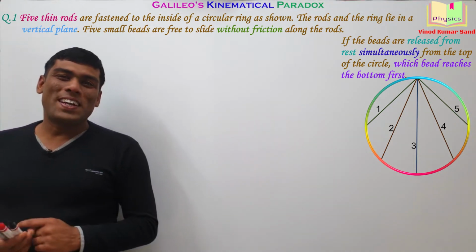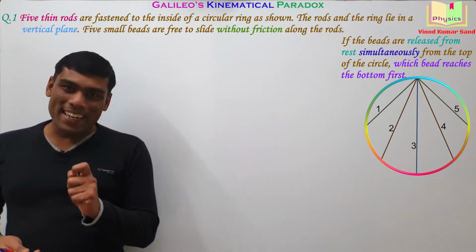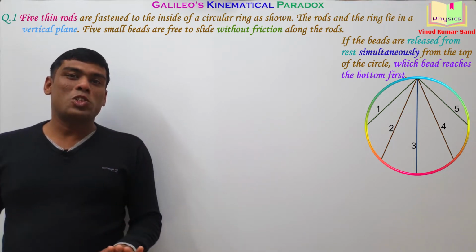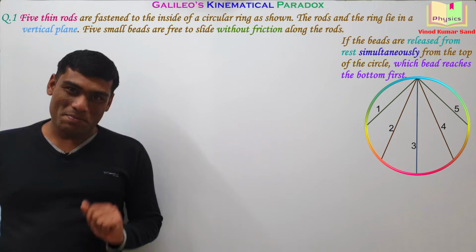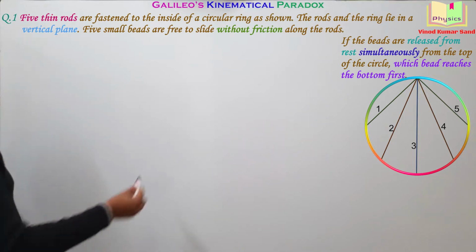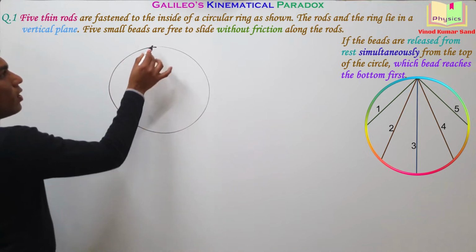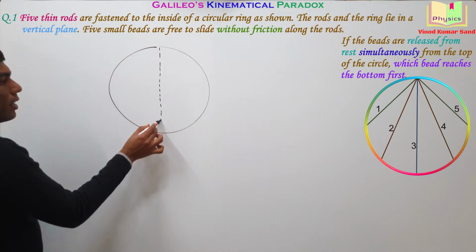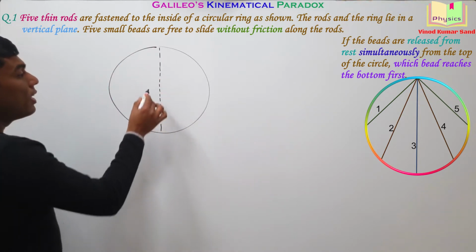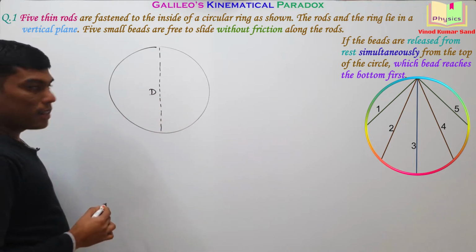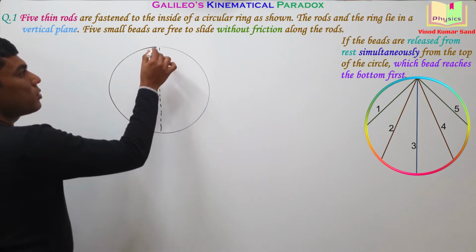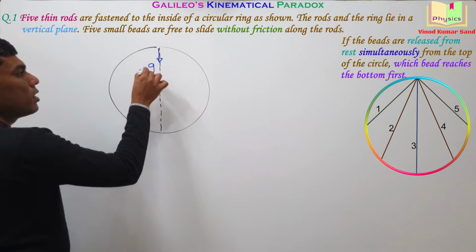I hope you are done with your calculations, and the correct answer is all the beads reach the bottom at the same time. We can prove it very easily. Let us focus on the vertical diameter of the circle. This distance we take as d. The acceleration due to gravity is g.